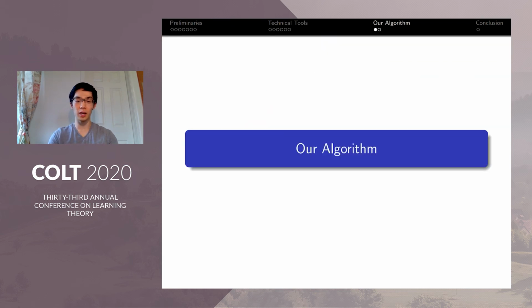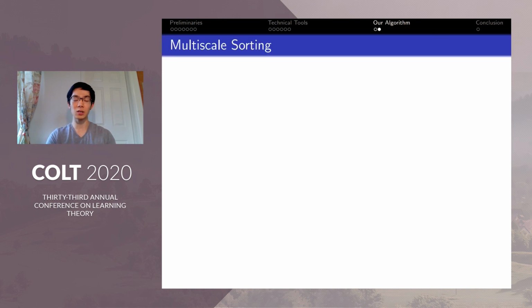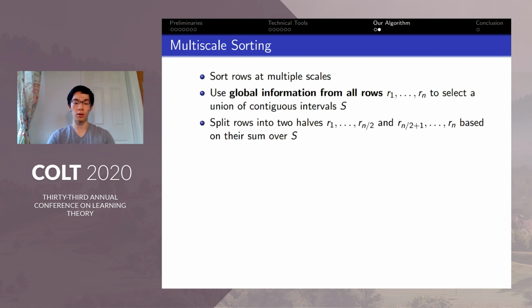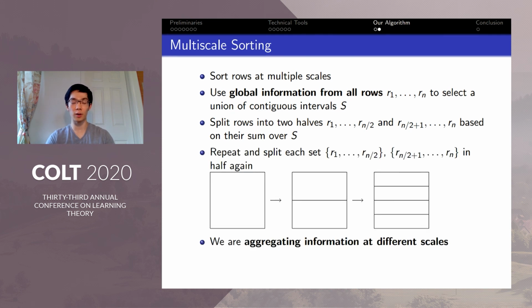Now, I'll briefly go over what our algorithm looks like, although there are many technical details that I will have to omit. So our algorithm is called multiscale sorting because it involves sorting at multiple scales. So first, let's say we look at all of the rows, R_1 through R_n, to select a union of contiguous intervals S that we will use as a test function. We split all of the rows into two halves based on their sum over S. Then we iterate over each of the halves.